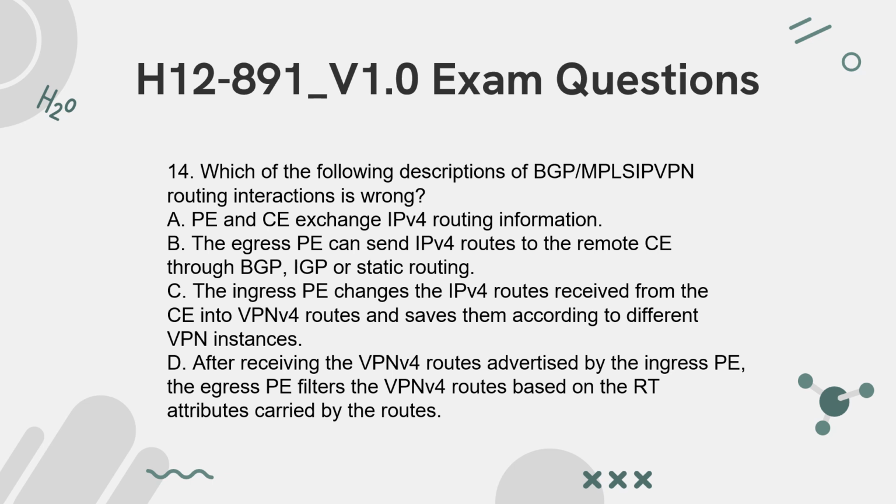A. PE and CE exchange IPv4 routing information. B. The egress PE can send IPv4 routes to the remote CE through BGP, IGP or static routing. C. The ingress PE changes the IPv4 routes received from the CE into VPNv4 routes and saves them according to different VPN instances. D. After receiving the VPNv4 routes advertised by the ingress PE, the egress PE filters the VPNv4 routes based on the RT attributes carried by the routes.